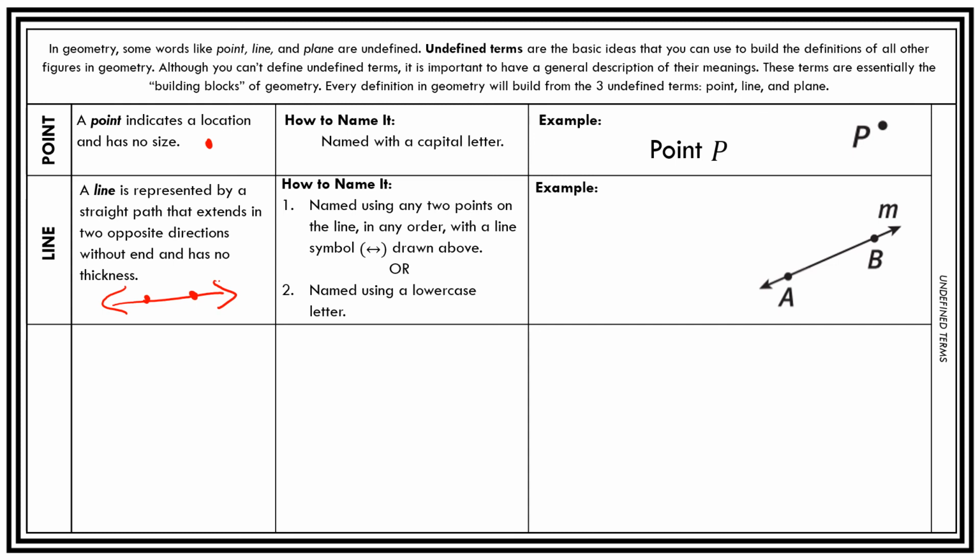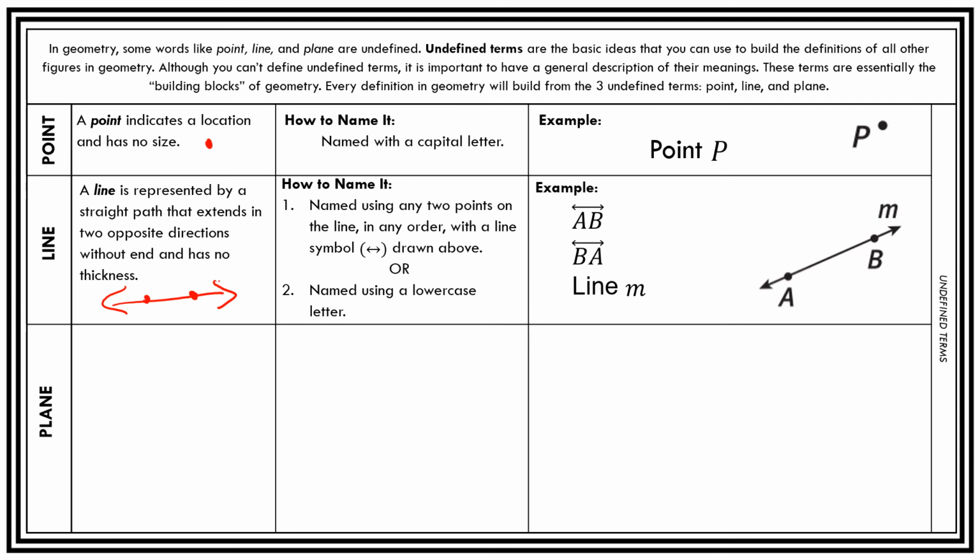First one, I'm going to go using our first way to name a line. I'm going to say, can we call it line AB? And notice that it has that line with 2 arrowheads on it drawn above. The other way, we're using number 1 in how to name it. We could also name it line BA, because remember, we can do this in any order. So either of those would be fine. But if we want to use our lowercase letter m, we could call it line m. Okay? And those are the 3 possible names for this line.